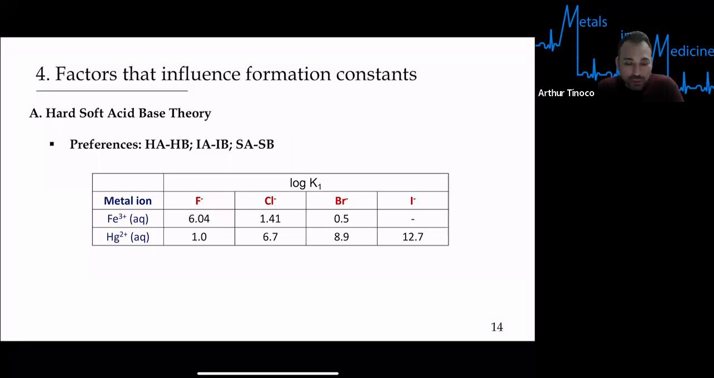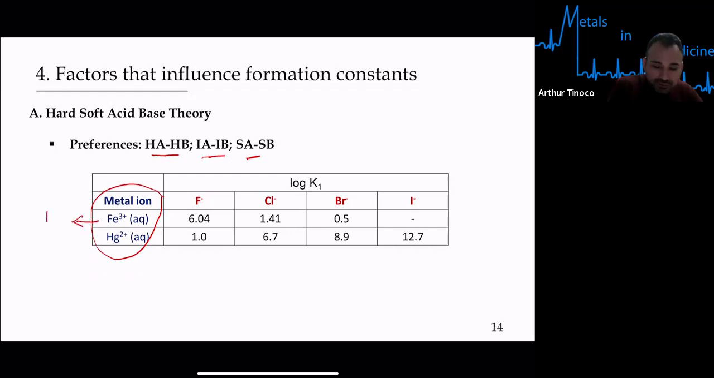And so here, we're going to look at the different components, one of the major ones being the hard-soft acid-base theory. Just to remind us, this premise is that hard acids would prefer binding to hard bases, intermediate acids would prefer to bind intermediate bases, and soft acids would prefer to bind to soft bases. And so what we're seeing here is a table that reflects this preference. So we have two metals, iron 3 and mercury. So this is a representation of something that is hard. This is a representation of something that is soft.